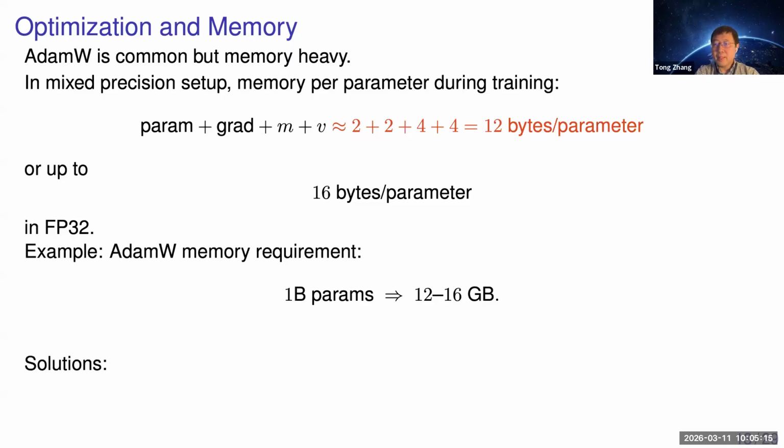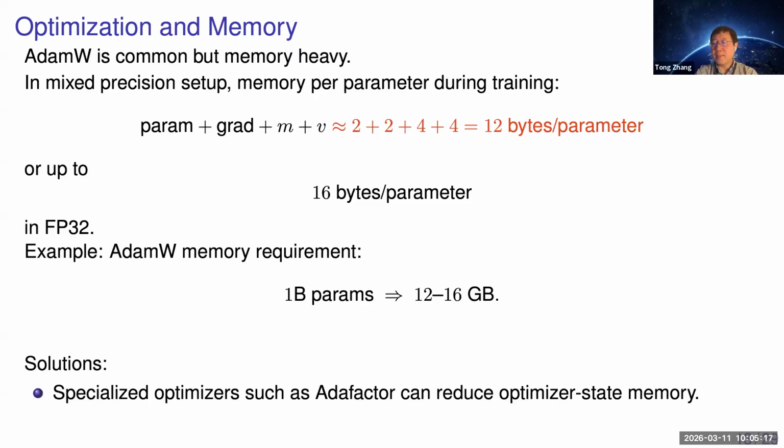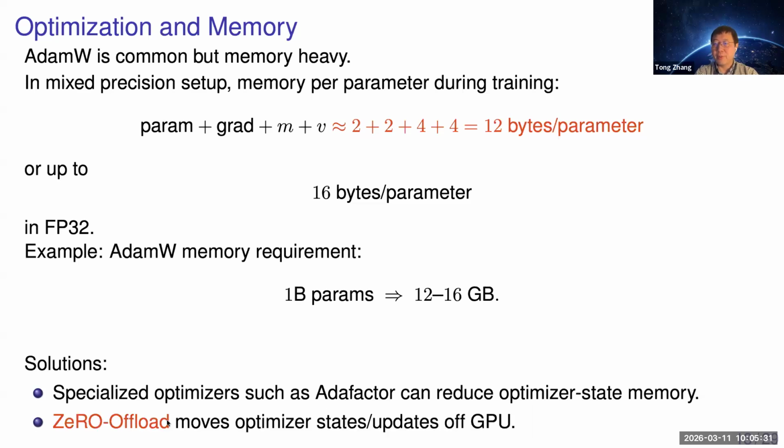The solution is either other factors which reduce model parameters. LoRA also reduces this part because the trainable parameters become smaller, but it is also specialized. Or you have ZeRO-Offload, which moves these to the CPU. So this is the basic idea about moving M and V.